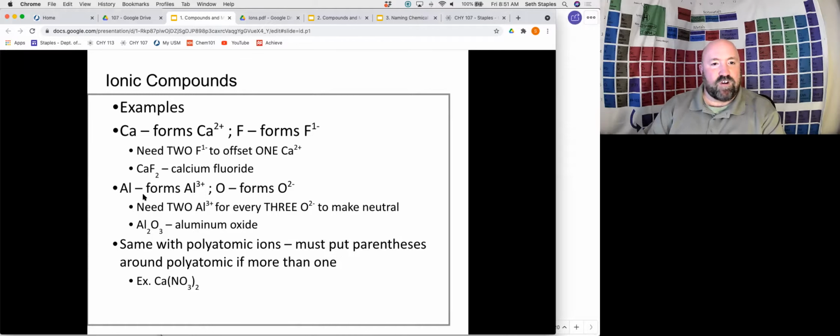Let's say oxygen and aluminum are coming together. The periodic table tells us aluminum will have a 3+ charge. Oxygen will form a 2-. Now it's not quite so easy, but we see that we're going to need 2 aluminums and 3 oxygens.